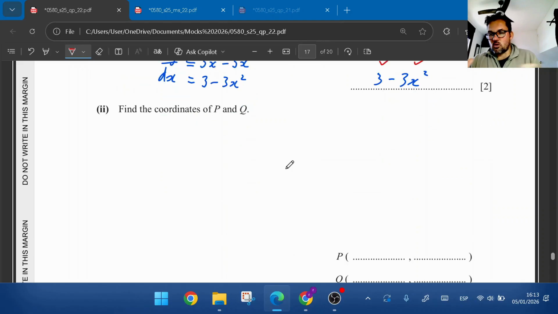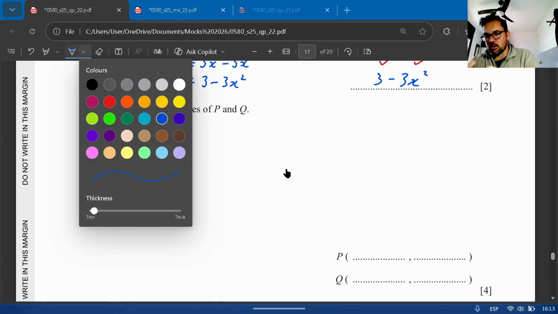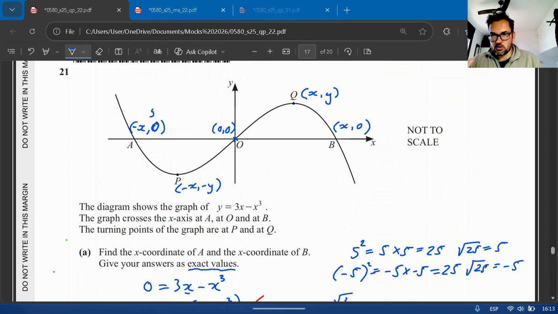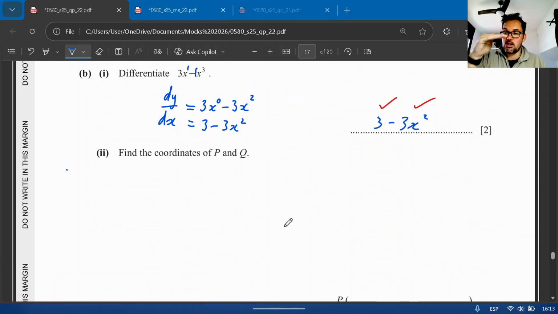Then it said find the coordinates of P and Q. Okay, so the coordinates of P and Q. What we know about these points, if we were to draw a tangent there, these are the turning points. The tangent would be a horizontal line where the gradient is 0. And this is what this equation is, it gives us the equation of the gradient. And then the gradient will be 0 at the turning points. Okay, so we just need to solve this equation.